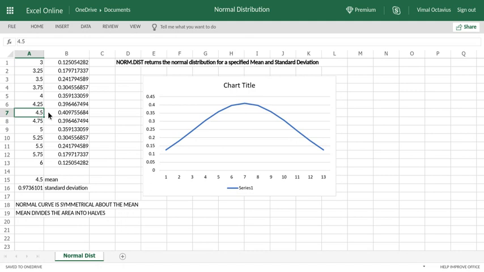So that's the importance of a normal distribution, and there are a lot of tools we can use once the data is normal, and I'll cover those in the coming videos.